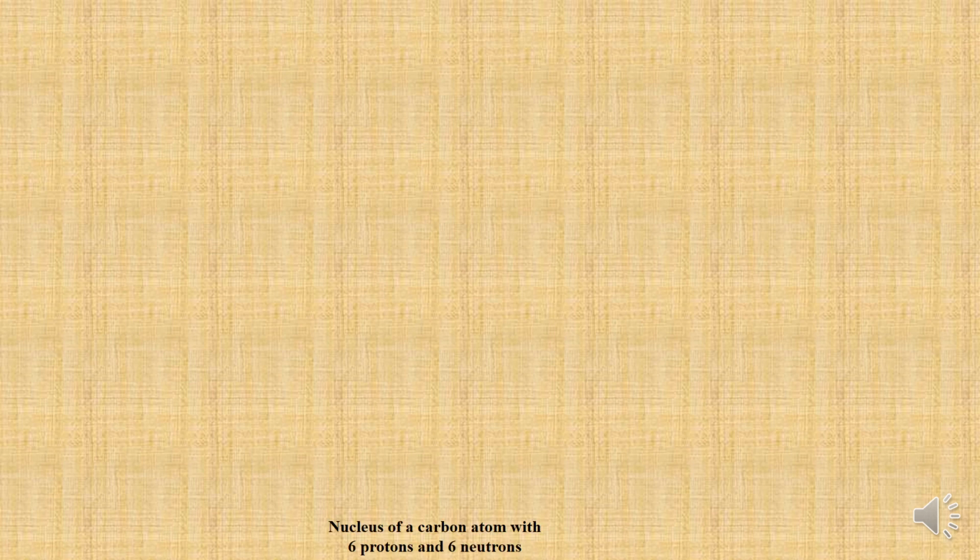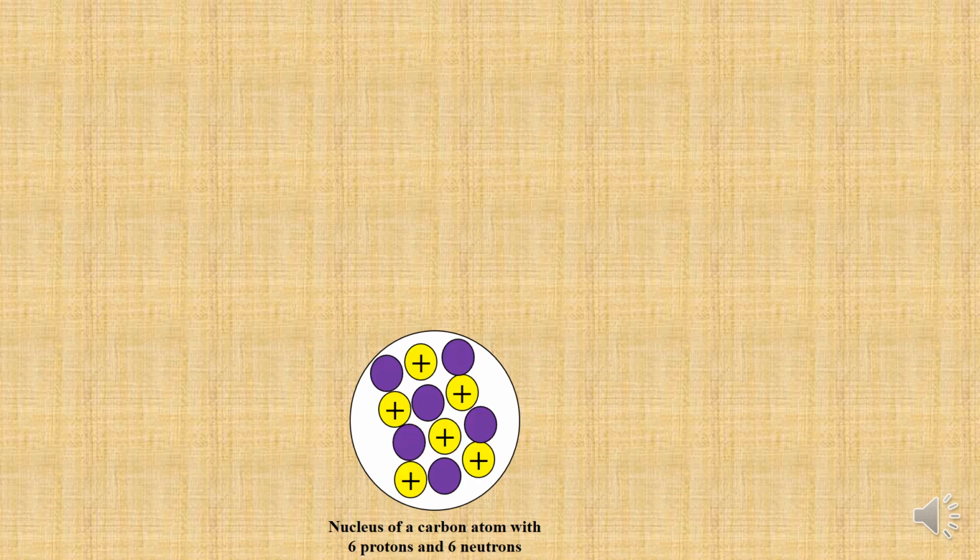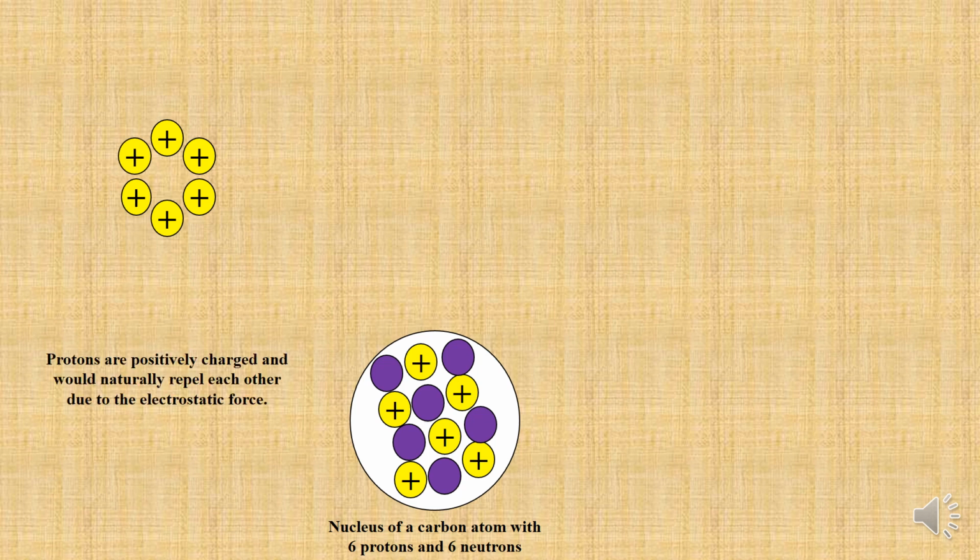Now let us consider the nucleus of carbon atom, which has 6 protons and 6 neutrons. Now protons, as you know, they are positively charged particles present in the nucleus, and we also know that like charges repel each other, and these positively charged protons, they would naturally repel each other due to electrostatic force.